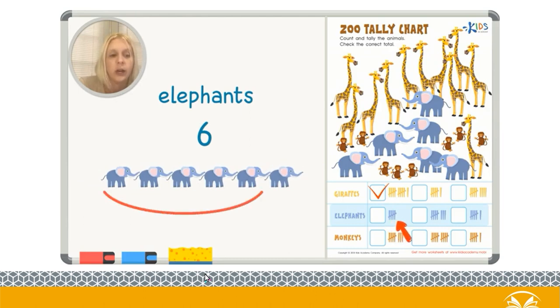Well, that's not the right answer. Here's 5, 6, 7, 8. That's not the right answer. Here's 5 plus 1 is 6. So here's our right answer. That is our correct tally marks.